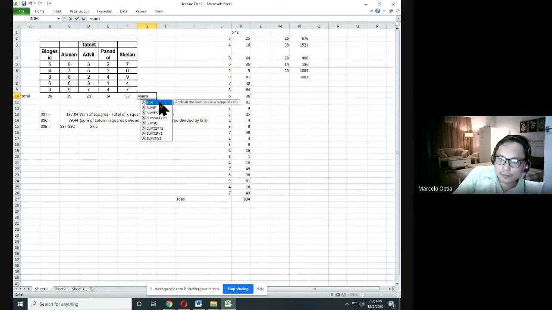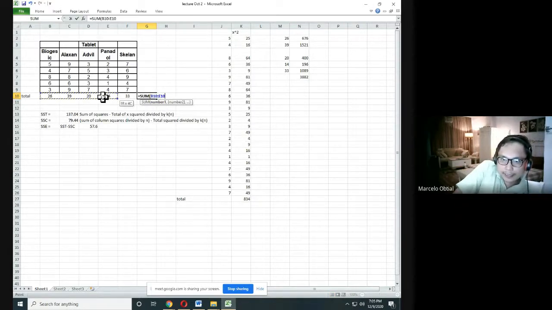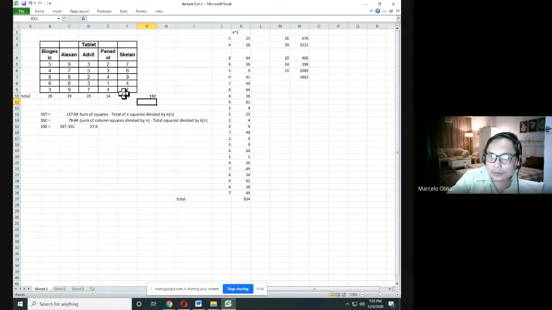Click muna natin yung command, tapos saka natin siya i-highlight yung dapat natin i-total. So total is 132. Okay? Ito yung ginamit ko, total of x. Then square natin yan, 132 squared, then divided by k times n. Remember, our k is 5, our n is 5 also.